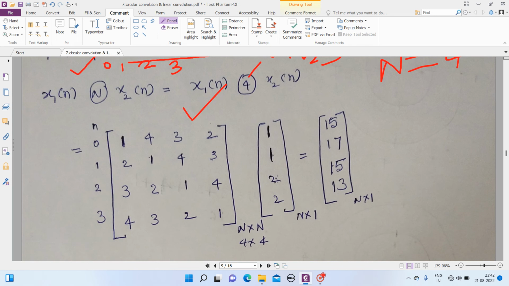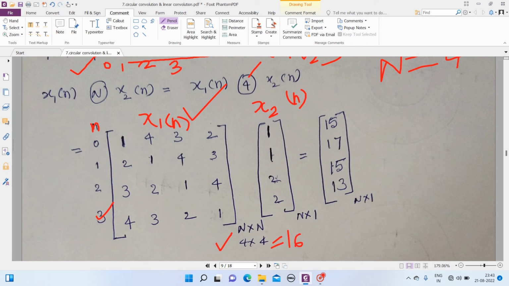Here n is a discrete time sequence. As it is a 4-point circular convolution, n varies between 0 to 3. This one is x1 of n, and this one is x2 of n. So we are convolving these two sequences. Here we represent x1 of n as a 4 cross 4 matrix, so we will get 16 values. 4 cross 4 means 16 values.